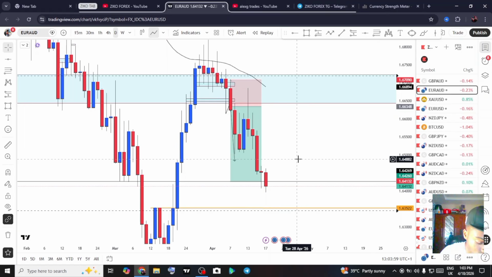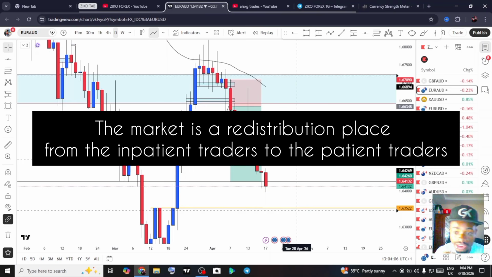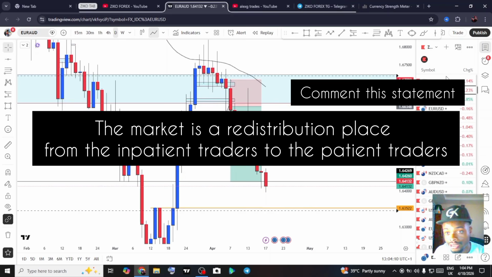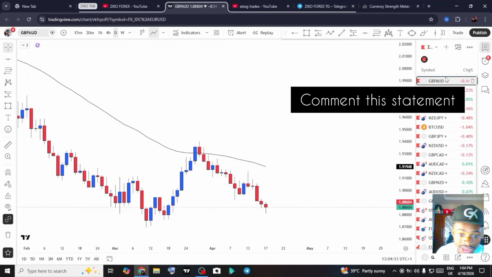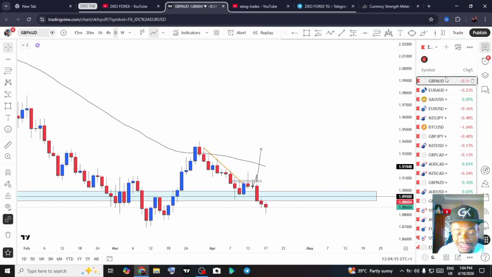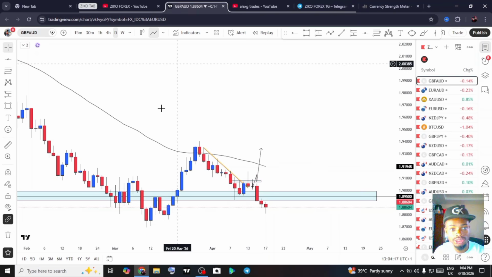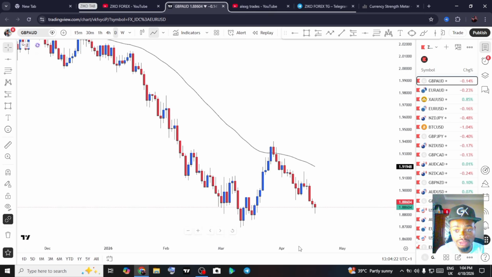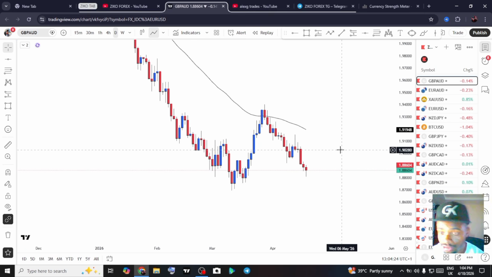Anyway, so let's continue with the market that we're going to be trading this new week, right? Remember that the market is a redistribution place from the impatient traders to the patient traders. So if you try your best to just be a patient trader, the market is actually likely to reward you very strongly, right? Anyway, so let us see the markets that we have for next week. So we are starting from GBP AUD.